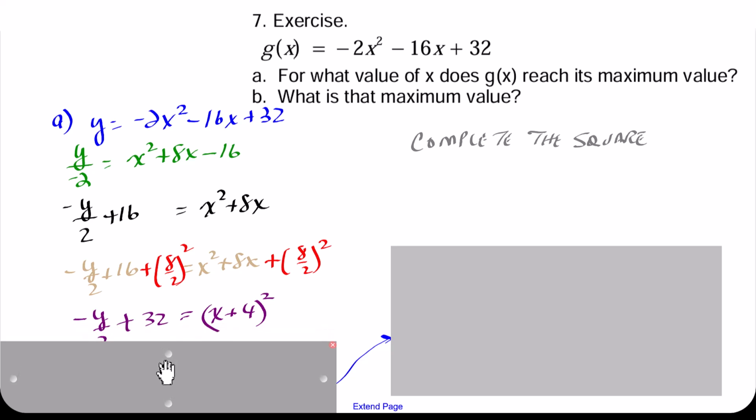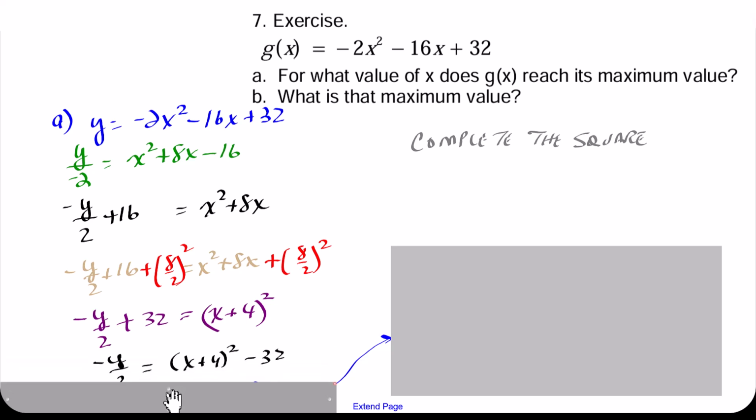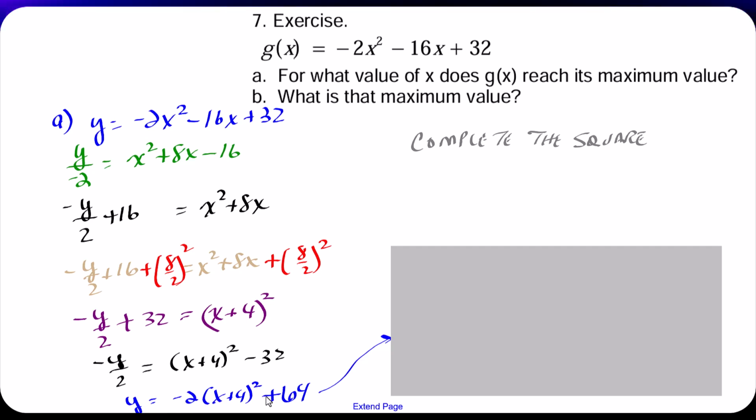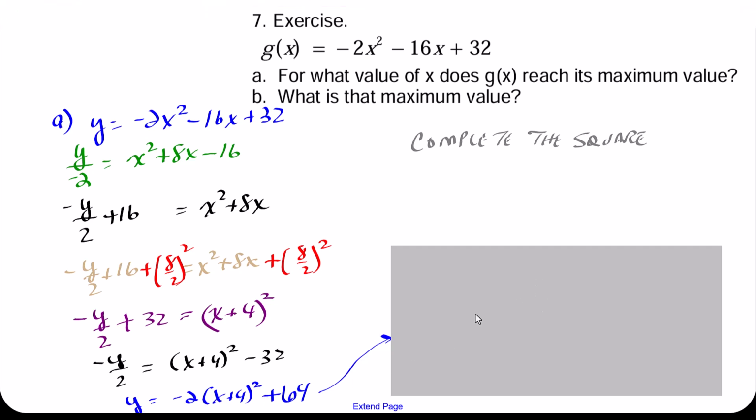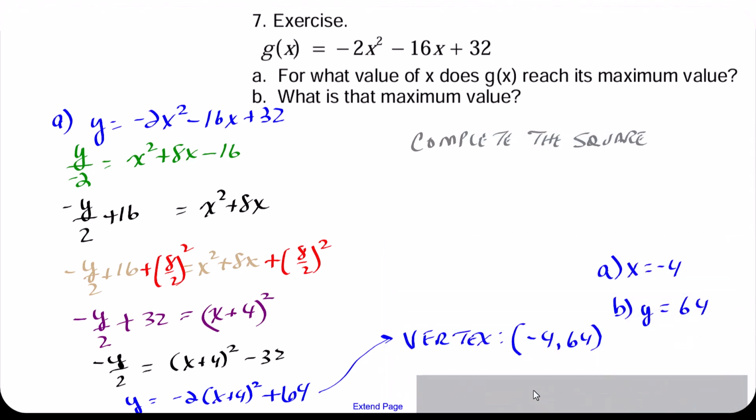And then I'm able to write the right-hand side as the binomial squared, and the left side is what it turns out to be right there. I'll subtract the 32 and then multiply by -2. And this is my equation in vertex form. And from that, I can figure out the answer to A, which is x equals -4. The answer to B, y equals 64, is that maximum value.